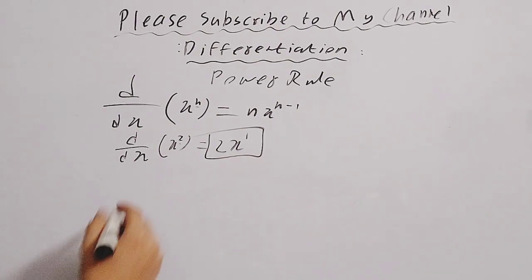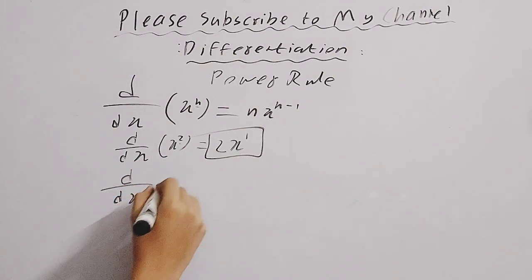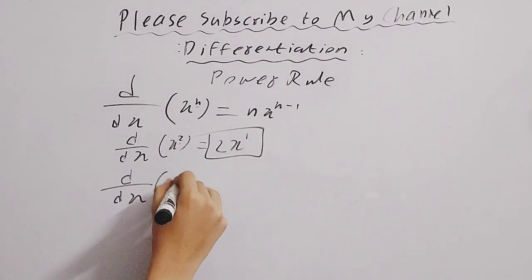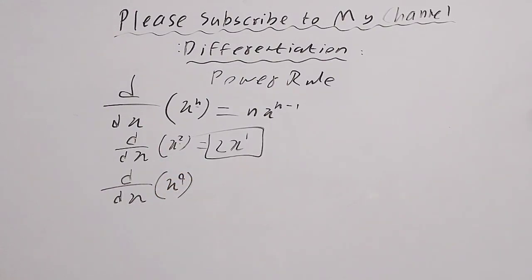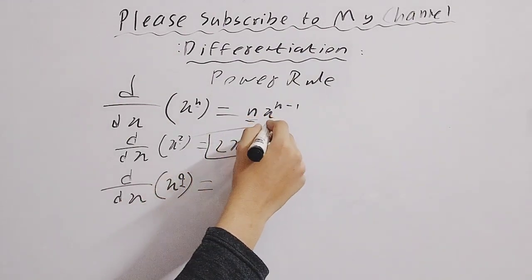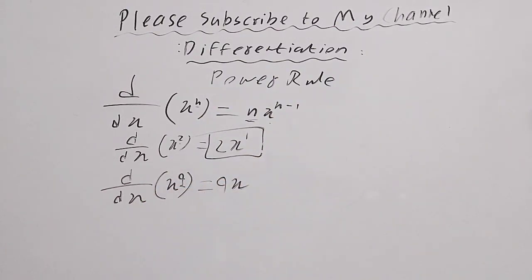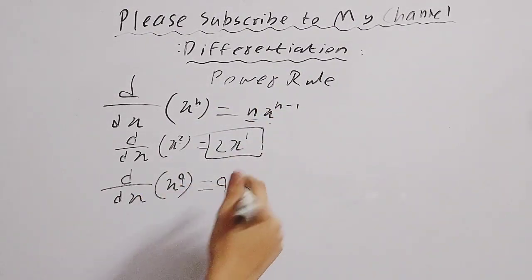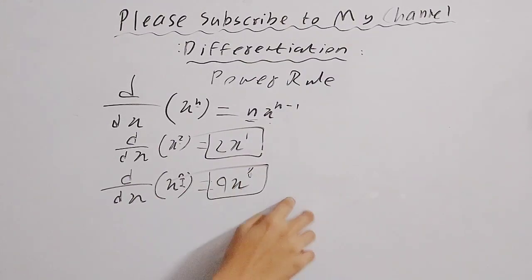Let's have another example. Differentiation of x to the power 9. Now try it yourself. Alright, try it. In this function, n is 9, so it will be nx, which is 9x to the power n minus 1, which will be 9 minus 1, which will be just 8. And this is your derivative.